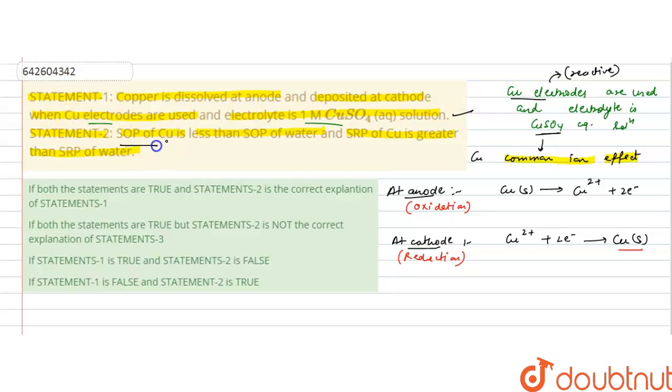Statement 2 is: SOP of copper is less than that of water and SRP of copper is greater than that of water. SOP means the standard oxidation potential. So for oxidation to occur at anode, the standard oxidation potential of that species must be greater than that of water. So if copper is oxidized at anode, it means its standard oxidation potential is greater than that of water.